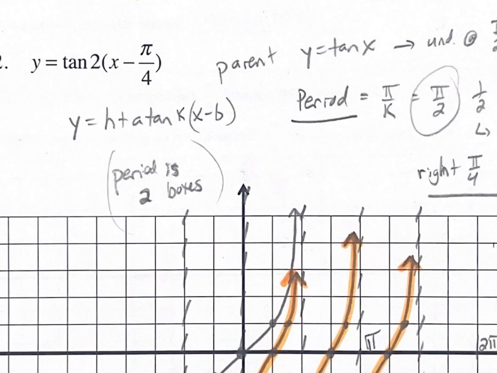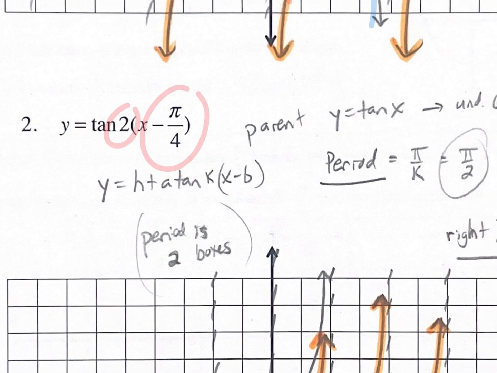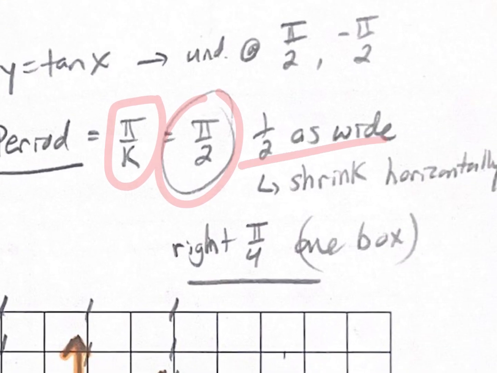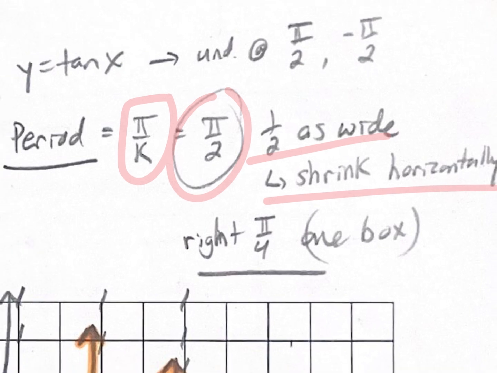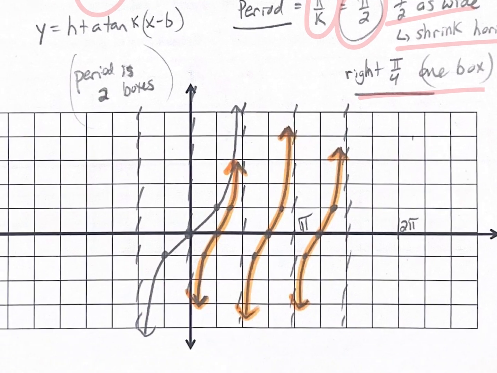Okay, down here, we have k is 2 and b is pi over 4. So since k is 2, if we take pi over k, we get pi over 2 for our period, and that is half as wide. So everything's half as wide as it was before. And then we have to go to the right. It's 1 box because I made it 4 boxes to pi in my graph.